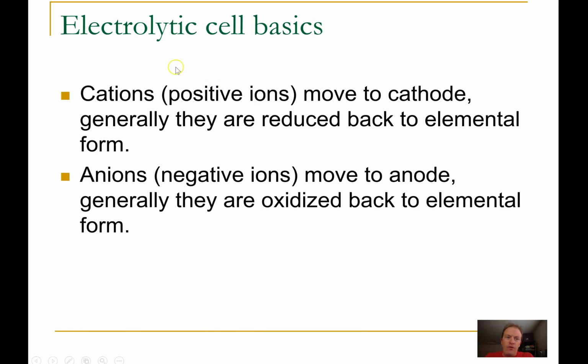Another thing that's the same in both is that cations travel towards the cathode and anions travel towards the anode, as I mentioned. However, what's going to happen a lot of the time is the positive cations are going to get reduced back to the elemental form in an electrolytic cell, and then the anions are going to lose electrons and go back to an elemental form at the anode. So we're taking a compound and actually producing elements from it, which is not what happens in a galvanic or voltaic cell.